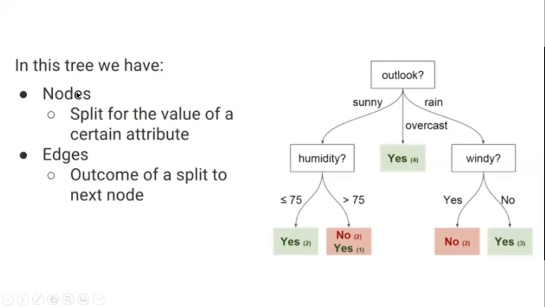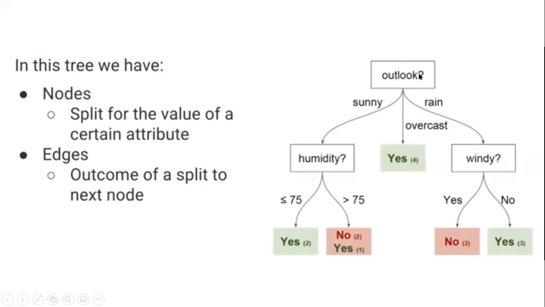So in a decision tree, we have nodes. Nodes are the split for the value of a certain attribute. These rectangles are nodes, right? Where I'm asking a question: what is the outlook? What is the humidity? Whether it is windy or not. These are called nodes. And edges are the outcomes of a split.